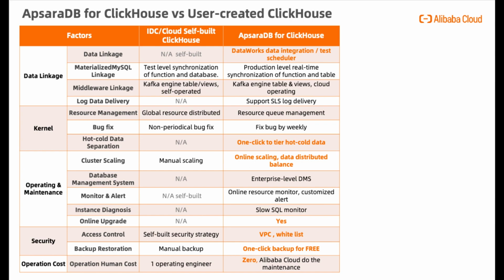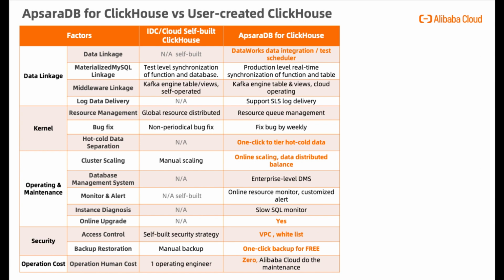And then turning to the kernel part. Alibaba Cloud has made a lot of enhancements based on the community kernel. For example, in resource management, in self-built ClickHouse, the global resources are distributed generally. You could not set up a resource queue as ApsaraDB for ClickHouse does. It can help our enterprise customers ensure that important queries and users always have priority.